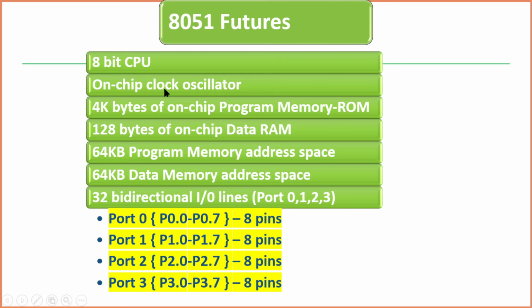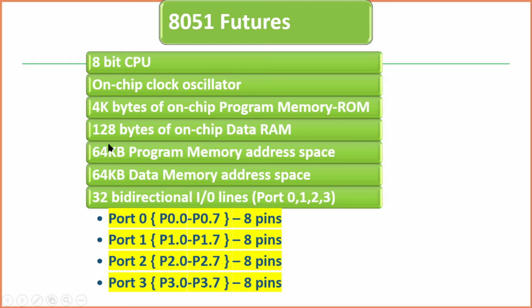It's an 8-bit CPU which has an on-chip clock oscillator. The external crystal we need to connect, and the internal circuit will configure the operating frequency. Then it has 4 kilobytes of program memory. That's the program memory size, which is more than enough for any practical applications like refrigerators, AC, washing machines, smart TVs. For many devices, the 4K program memory size is more than enough.